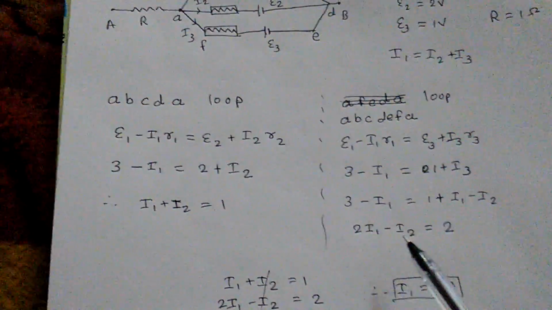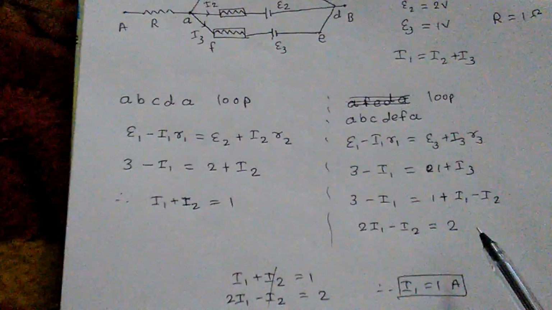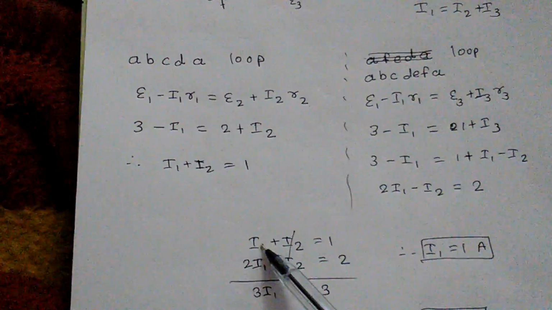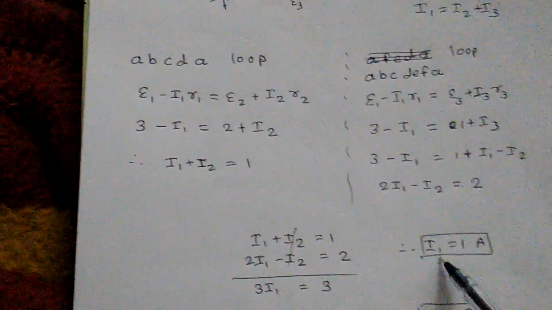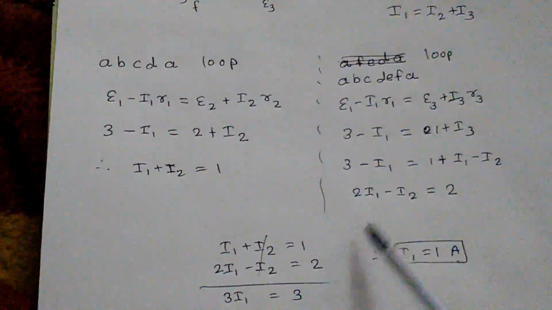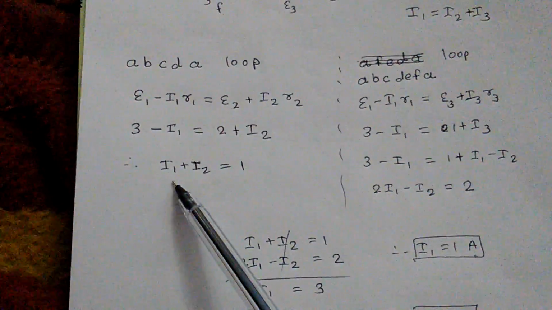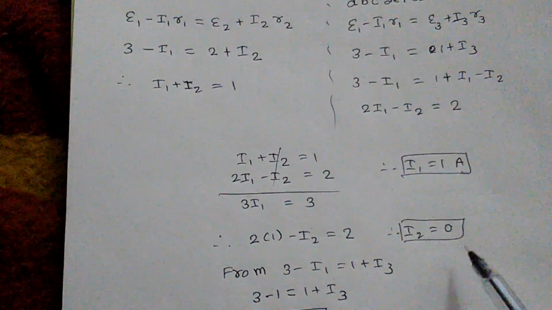Now we are going to compare these two equations, I1 plus I2 is equal to 1 and 2I1 minus I2 is equal to 2. So from these equations we get that 3I1 is equal to 3 and I1 is equal to 1 ampere. We are going to just put the value of I1 in any of the equations. If here we put I1 equal to 1, I2 is going to be 0.